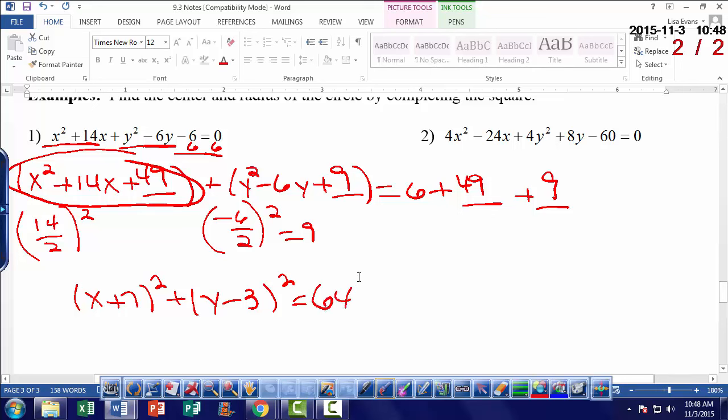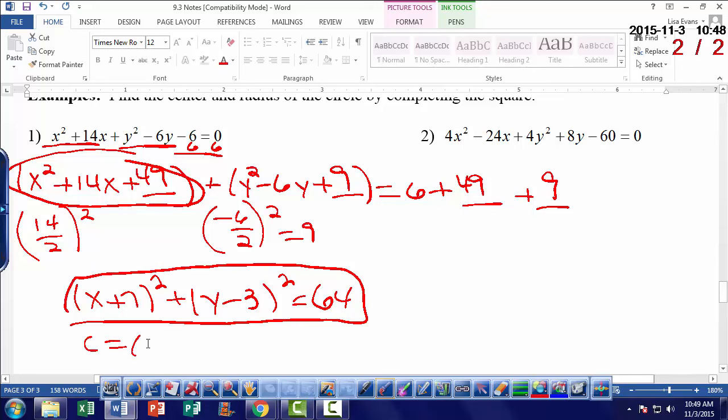I got that by doing 6 plus 49 plus 9. Now looking at it, this answers the first part of the question. Oh no, it doesn't, I'm sorry. It didn't ask for standard form. It has to find the center and the radius. A lot of times it'll do both. So I would want this as an answer. And then the center is negative 7, positive 3, and then the radius is 8.